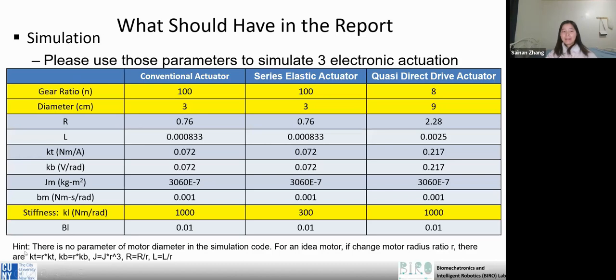And here is a hint. Since I already gave the diameter here, there is a relation between the parameters. For example, here, the QDD's diameter is 3 times the SEA's actuator. So for KT, it should be multiplied by 3. And for the J, it should be multiplied by 9.